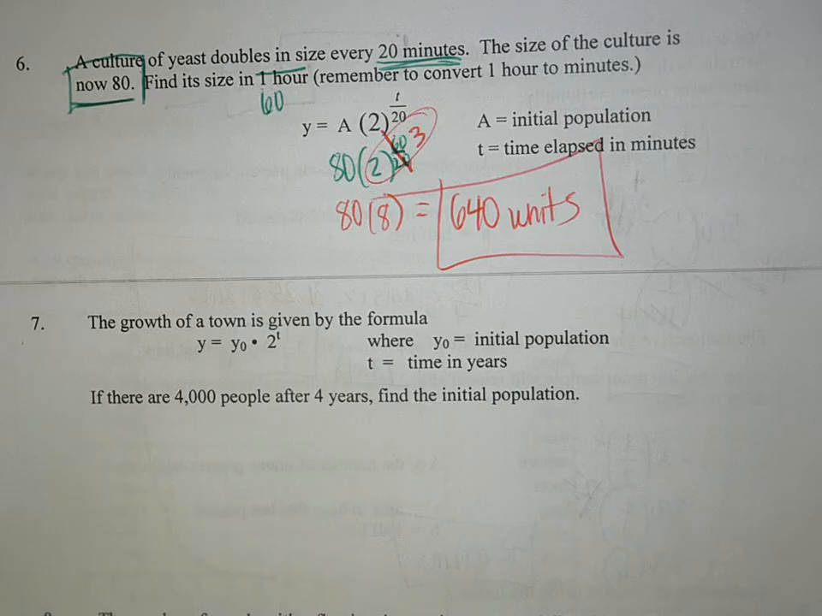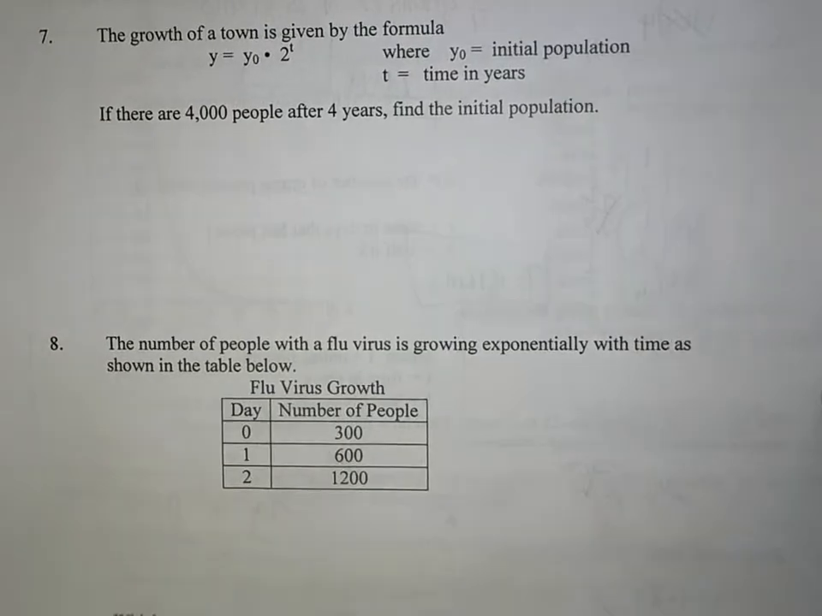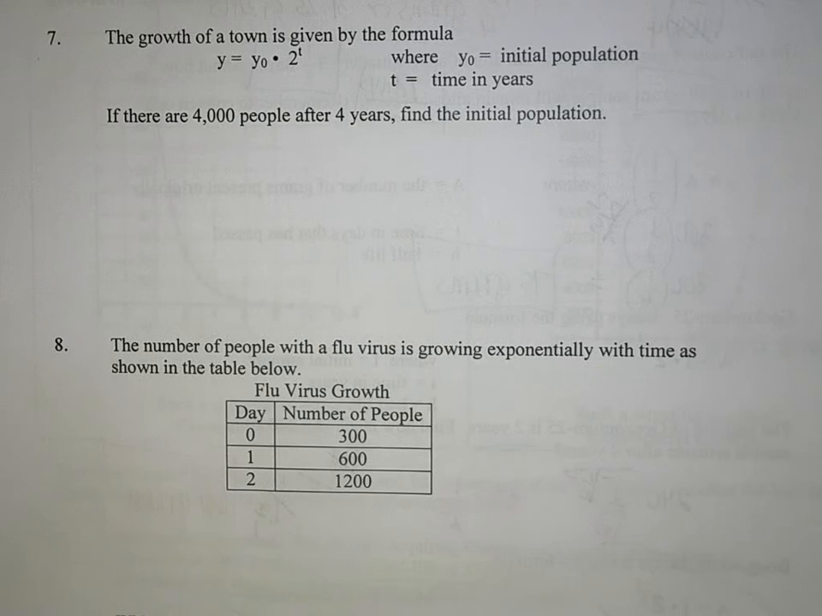All right, example 7. The growth of a town is given by this formula. If there are 4,000 people after 4 years, find the initial population. So this one you're working a little differently. You want to try it on your own? So this one you're finding the initial. You're not finding right now.